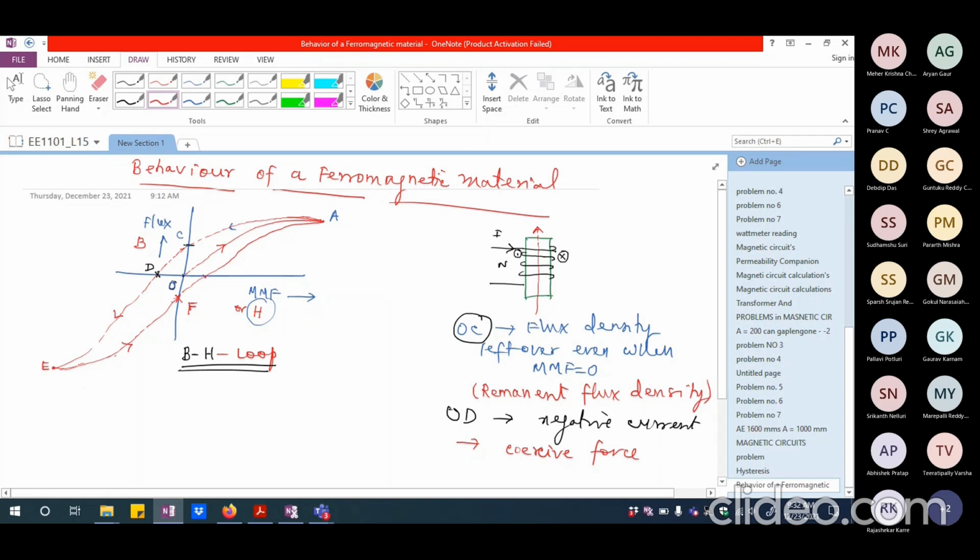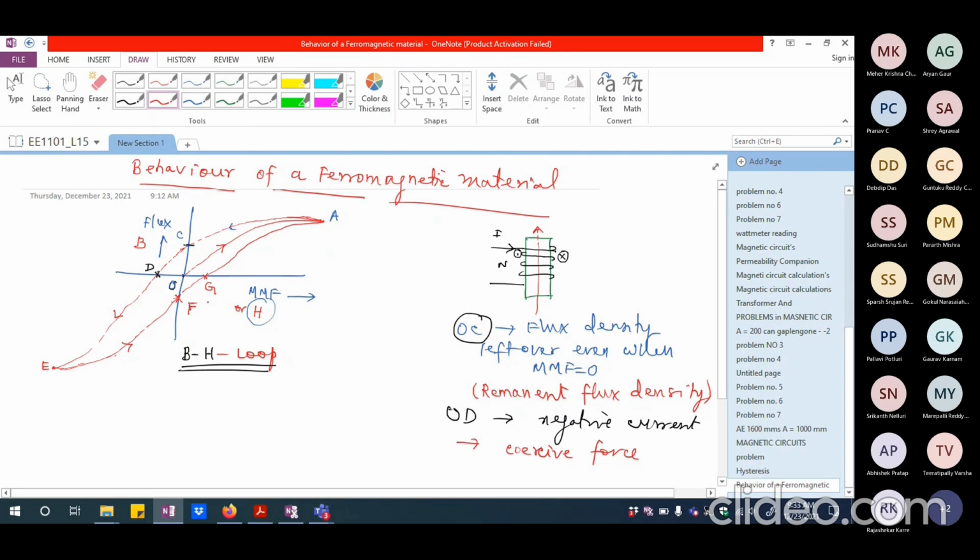Now here, if I call this as G, this G is going to be the coercive force on the positive direction, which will bring down the flux density from a negative value to zero. So this is the way a piece of iron or a ferromagnetic material will behave whenever you subject it to the positive current and negative current.